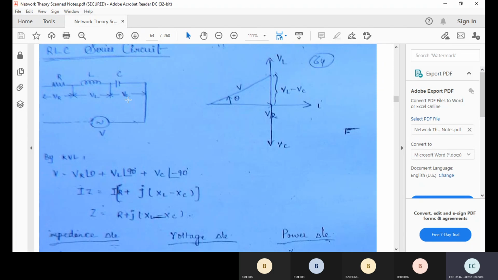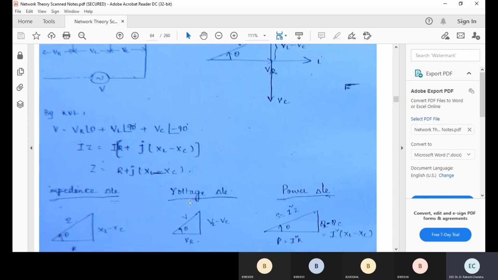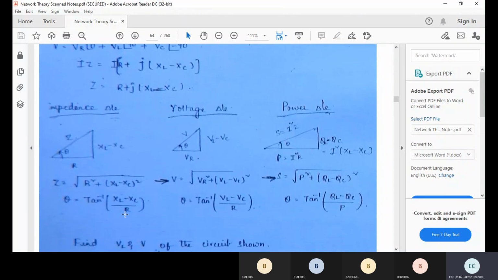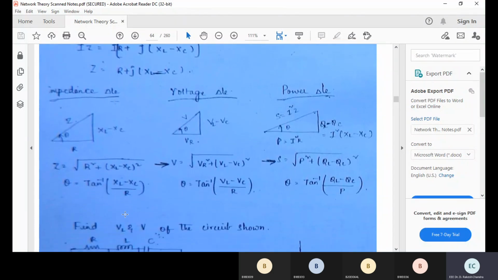Okay, let's say your V is equal to I into Z, your VR is equal to I into R, your VL is equal to j into I XL, and your VC is minus j into I XC. So if you take I as common, R plus j into XL minus XC. I and I cancel on both sides. Then finally you are left with the expression Z is equal to R plus j into XL minus XC.